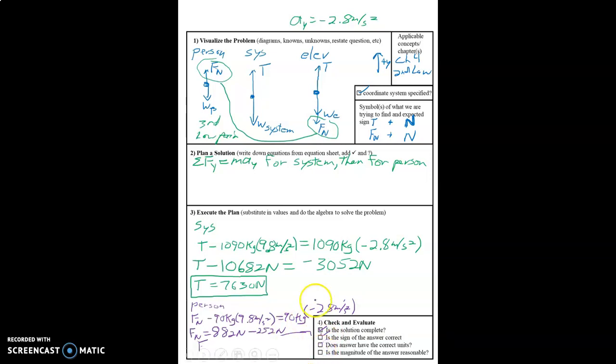Yeah, if we compare these answers to the weights, we see that they're different than the weights, and that's to be expected because the elevator is accelerating. If the elevator had been going at a constant velocity, then we would expect that the values would match those of the weights.